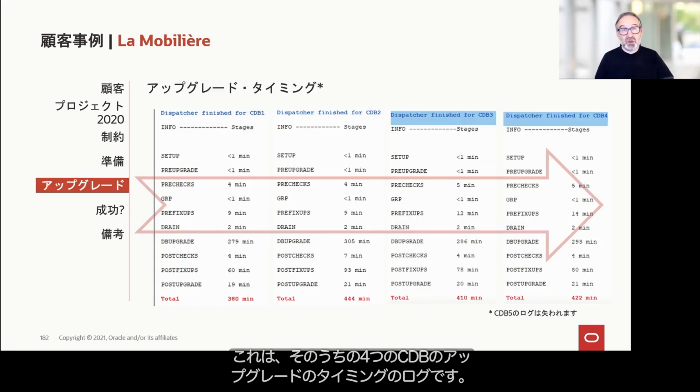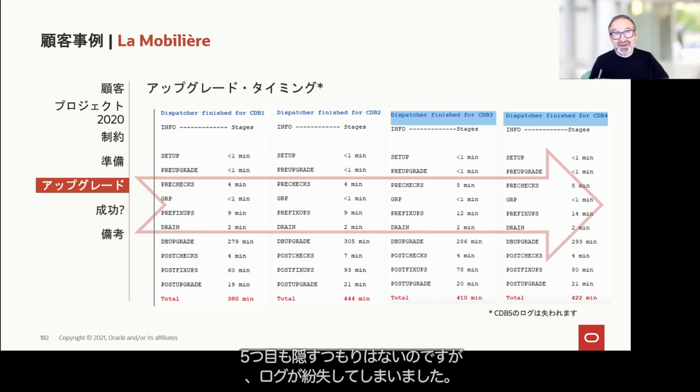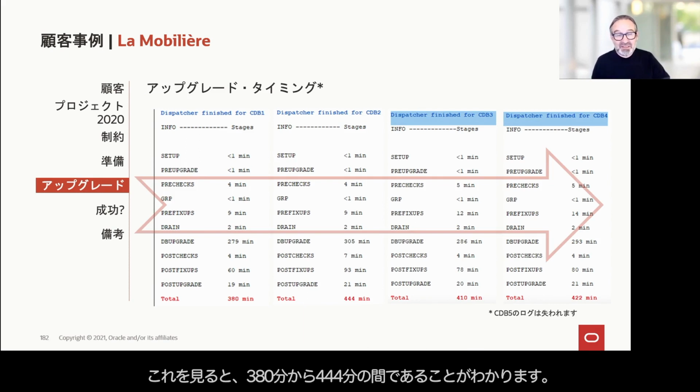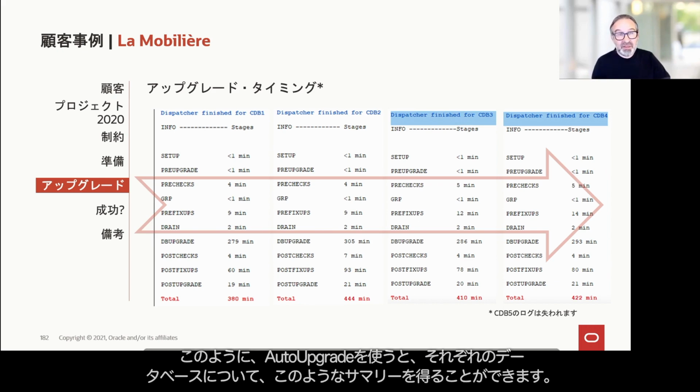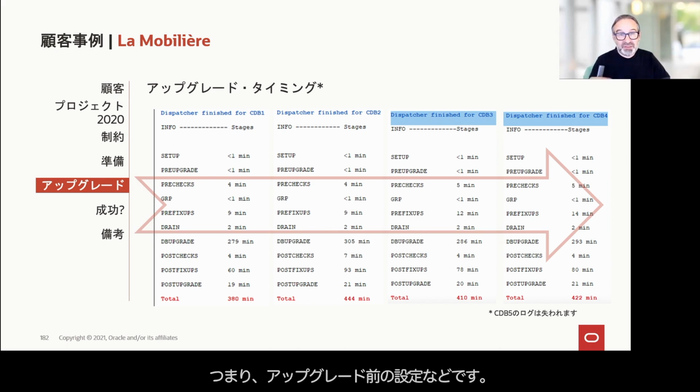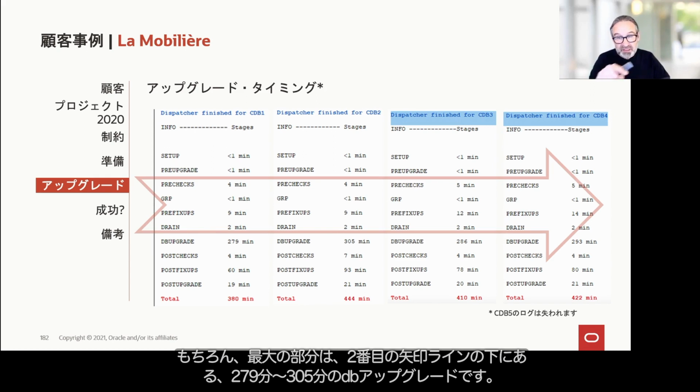And these are the logs from the upgrade timings from 4 of them. I don't want to hide the 5th one, but the logs got lost, so I can't show you that. And you see between 380 minutes and 444. For each database, you get such a summary when you use AutoUpgrade. So you see the setup, pre-upgrade, and so on. The biggest part, of course, underneath the second arrow line, DB upgrade with 279 minutes or 305 minutes.